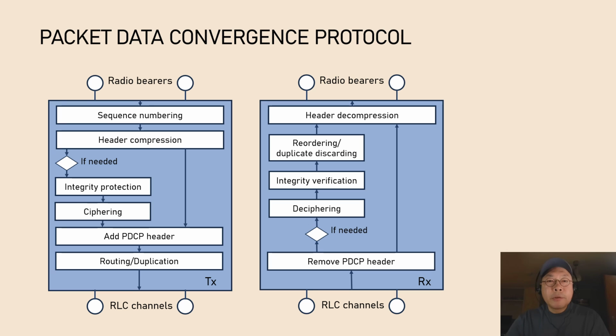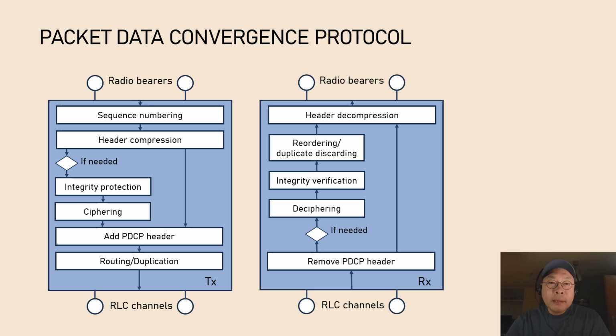This diagram illustrates the PDCP processing flow for transmission and reception. On the left, in the TX path, data first goes through sequence numbering and header compression. If required, integrity protection and ciphering are applied, followed by the addition of the PDCP header. Finally, the data is sent for routing or duplication, depending on the bearer type.